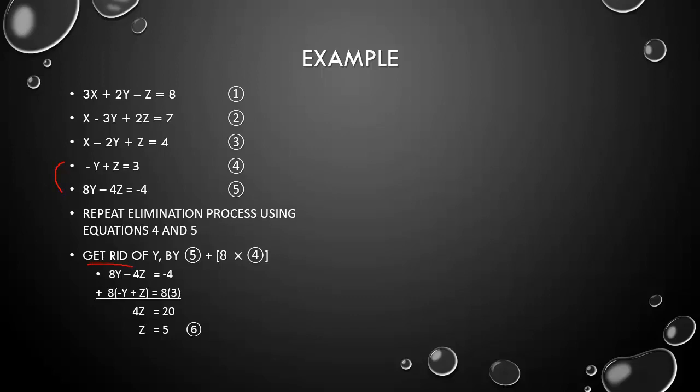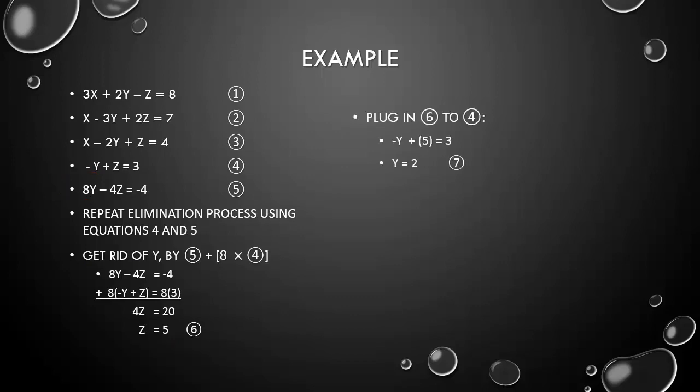If we choose to get rid of the variable y, we see that in equation 4 the coefficient of y is 1, and in equation 5 the coefficient of y is 8. So we do equation 5 plus 8 times equation number 4, and the result will give us z equals 5, and we'll call it equation number 6.